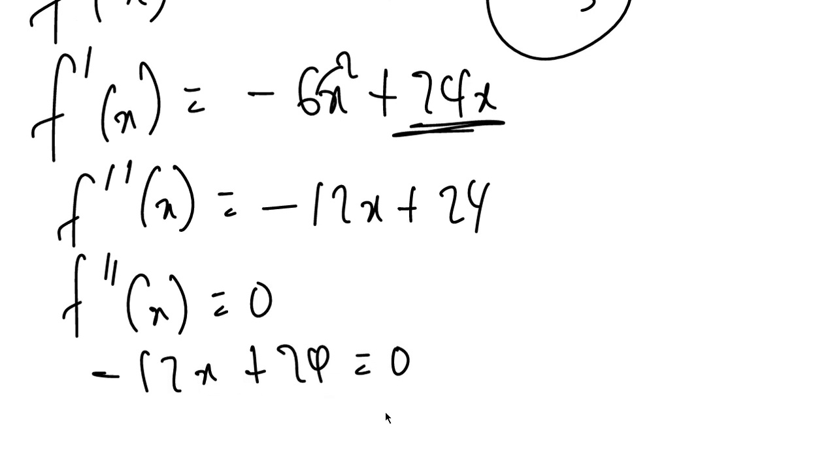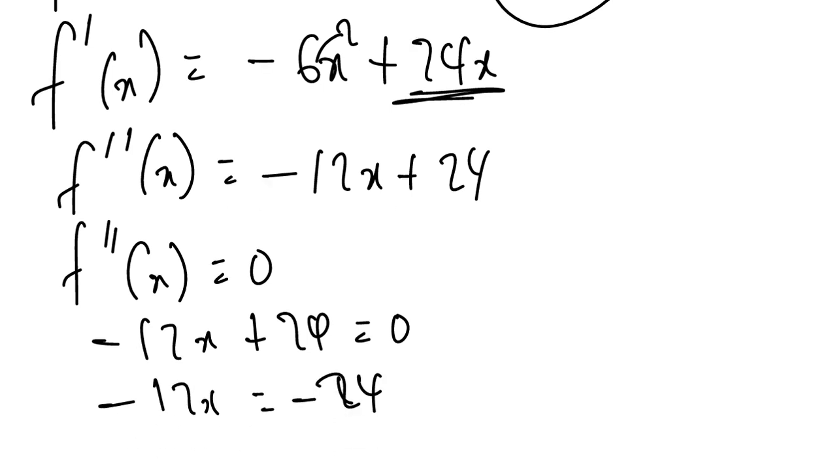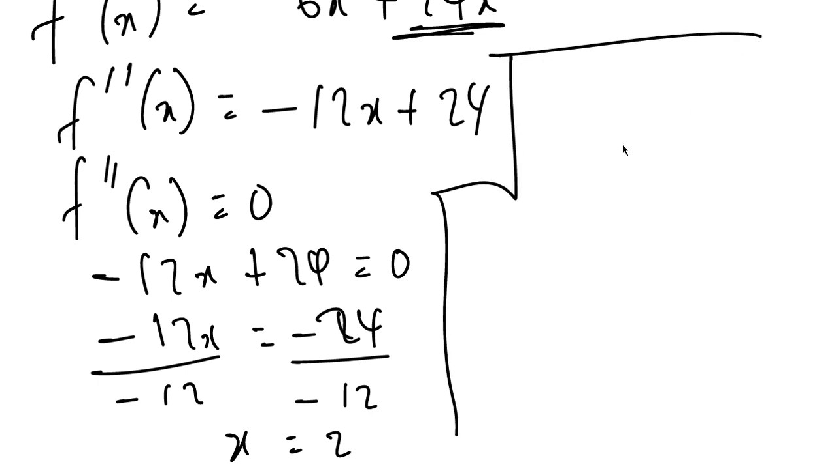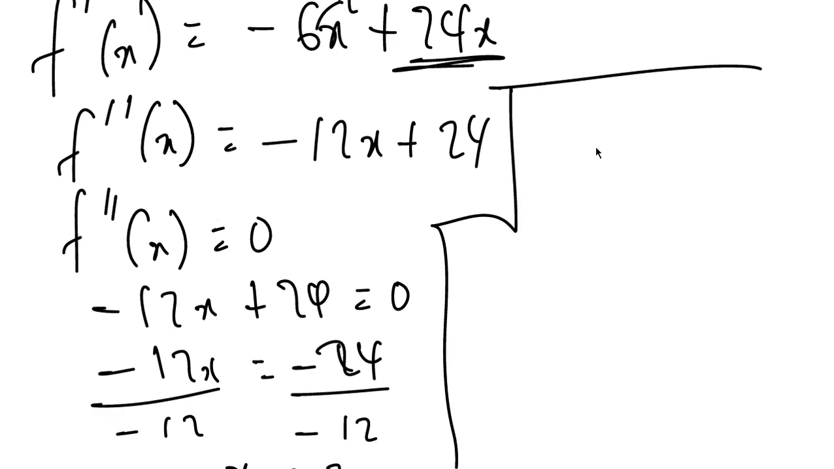So subtracting 24, that's going to be negative 12x is equal to negative 24, right? And then dividing through by negative 12, we'll have that x is equal to 2. And then we carry out the test, right? We have to test.